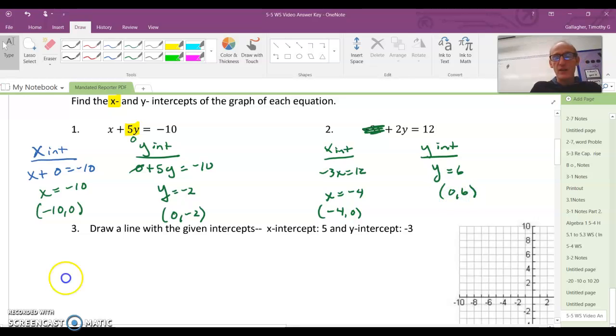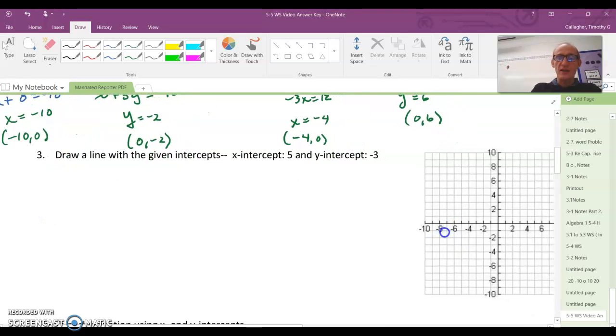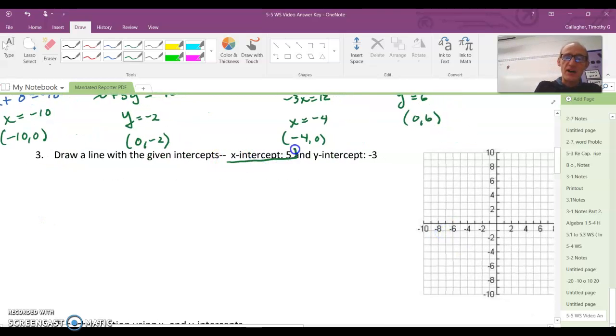Okay? The next question says draw a line that has an x-intercept of 5, and that is right here on the x-axis. And it has a y-intercept of negative 3, and that is right here on the y-axis. And we use these 2 points to draw a line. It's a really easy way to draw a line.